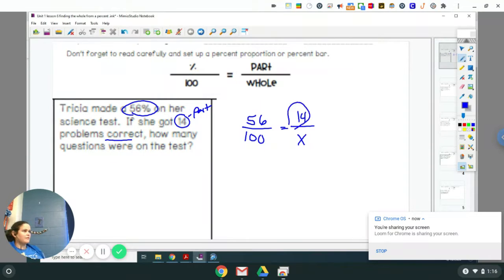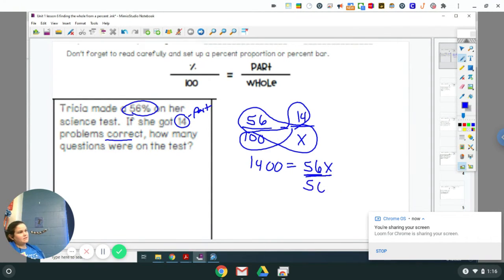So we're going to do our butterfly. 14 times 100 is just 1400. And then 56 times X is just 56X. So then we're going to divide 56 to both sides. This crosses off to 1. And then you're going to divide 56 into 1400.